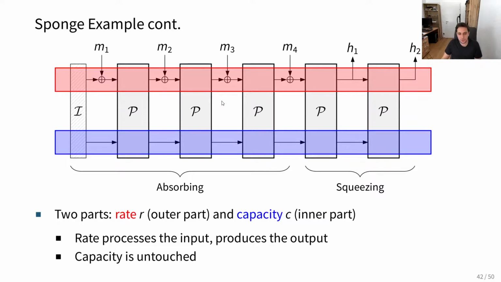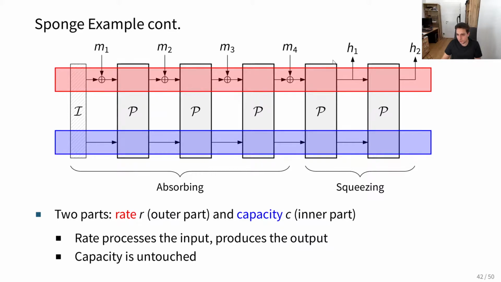What you can say is that this part here above, the rate part, processes the input and also produces the output, and the part here below, the capacity, is untouched. And now you may ask, why do we even need the capacity part? Because if we only use the rate part for the input and also for the output, and we don't do anything here, why do we need that? Intuitively, if we don't use that, then using H2 or only H1, one of them doesn't really matter.